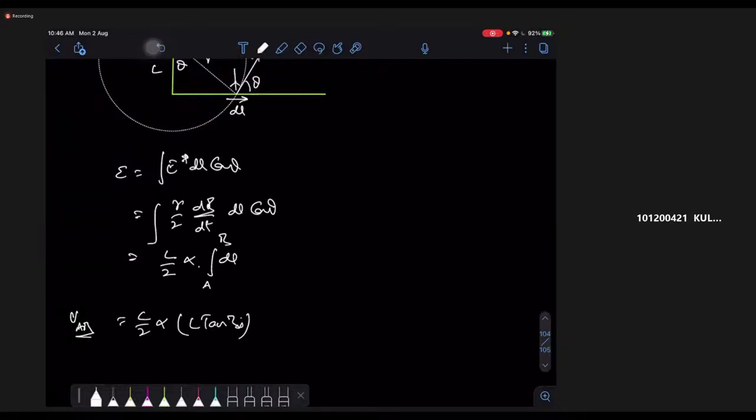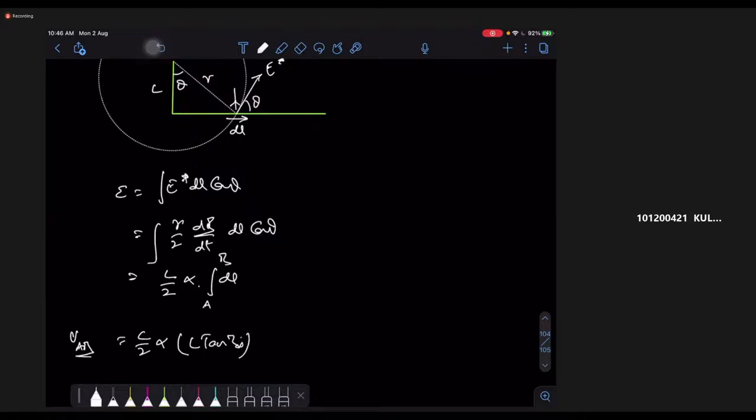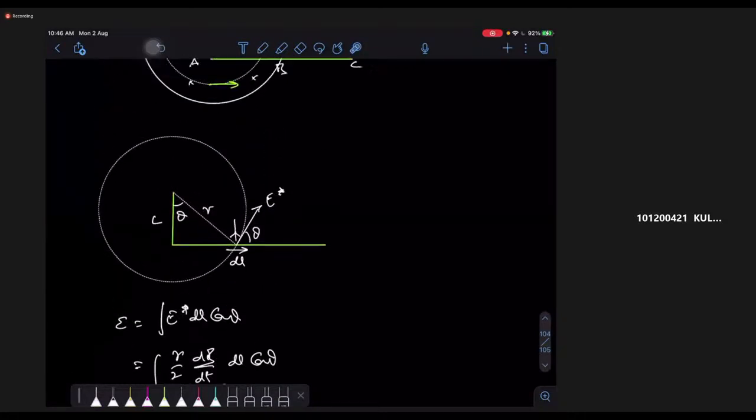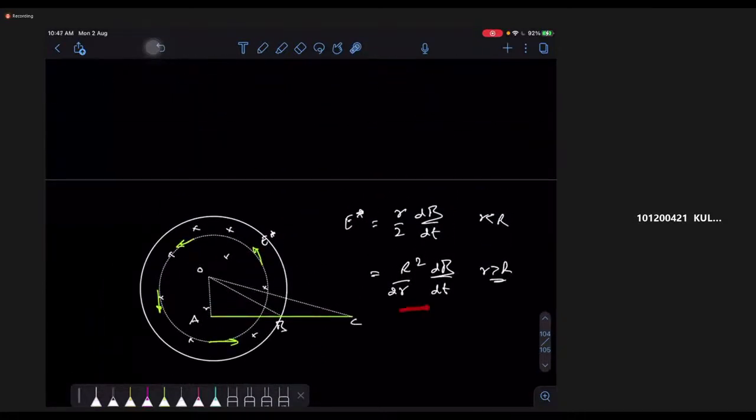Next is asking the potential difference between B and C. You can do the same way, but the function should be R square by 2R.